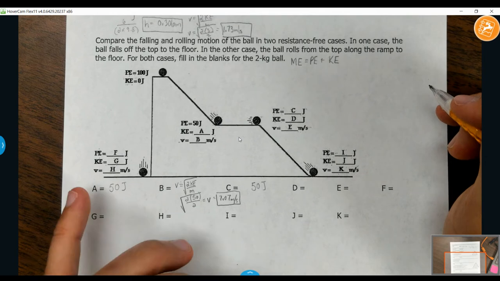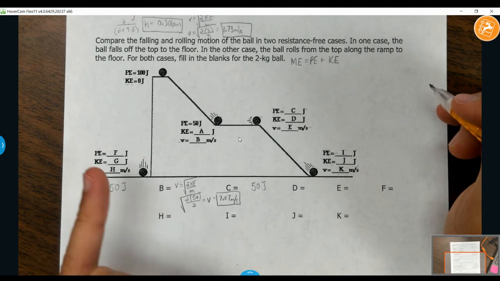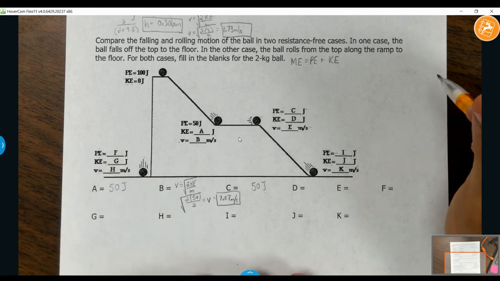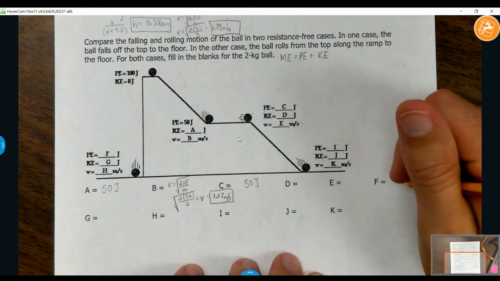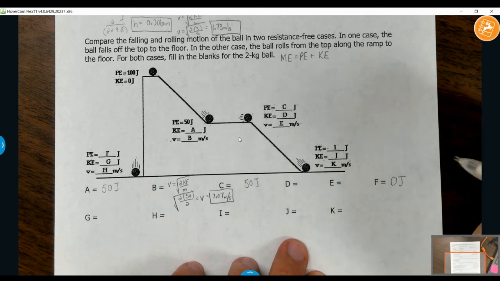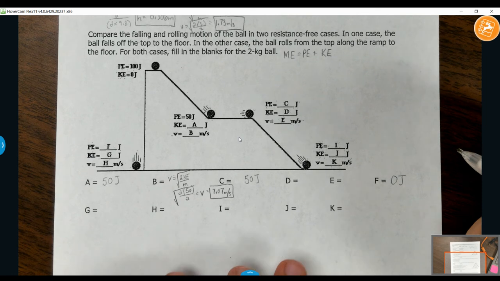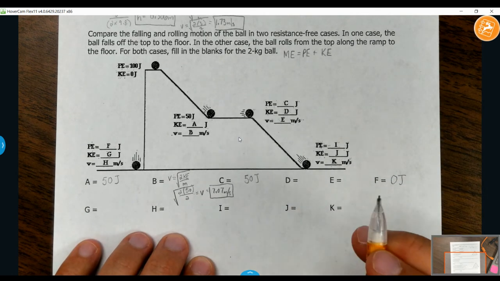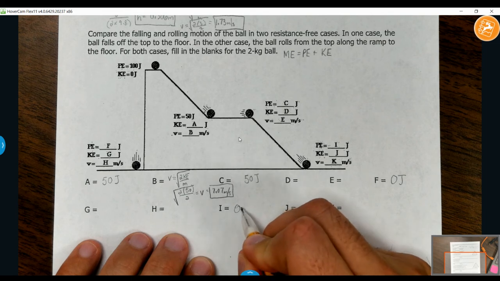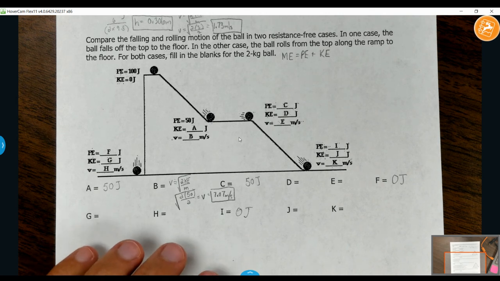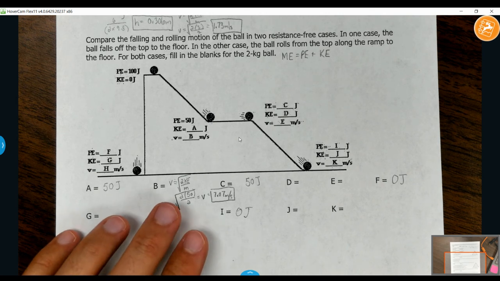What are they asking us for? Potential energy. So for F, since the height is 0, the potential energy there has to be 0 joules. And over here at position I, you're looking at it, and that would also be 0 joules. So you can go through it like that and help yourselves out to figure those answers.